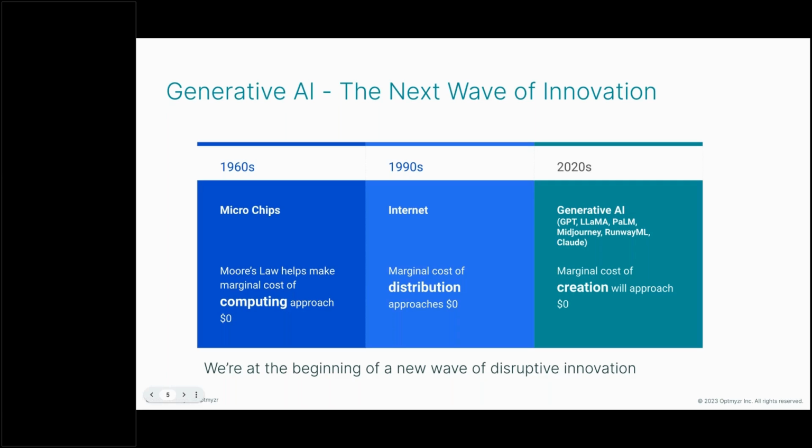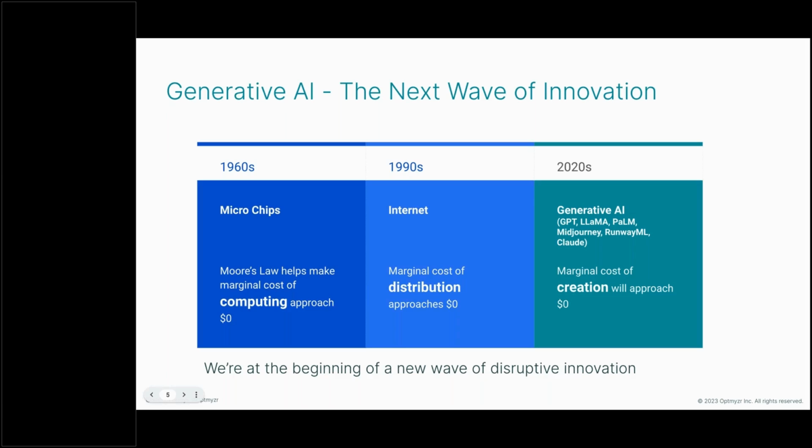And what I thought was really fascinating is that generative AI is really that next wave of major innovation. And it happens to come around every 30 years. If we look back in the 1960s in Silicon Valley, the microchip was invented. And Moore's law basically helped make the marginal cost of computing approach $0. Why is that important? Because all of you probably use spreadsheets to some degree in your digital marketing campaigns. And none of us asked whether we can use spreadsheets, or whether that's going to use too much computing power and cost too much money. No, basically, thanks to the microchip, these difficult computations have become essentially free to do. There's no marginal cost to them.